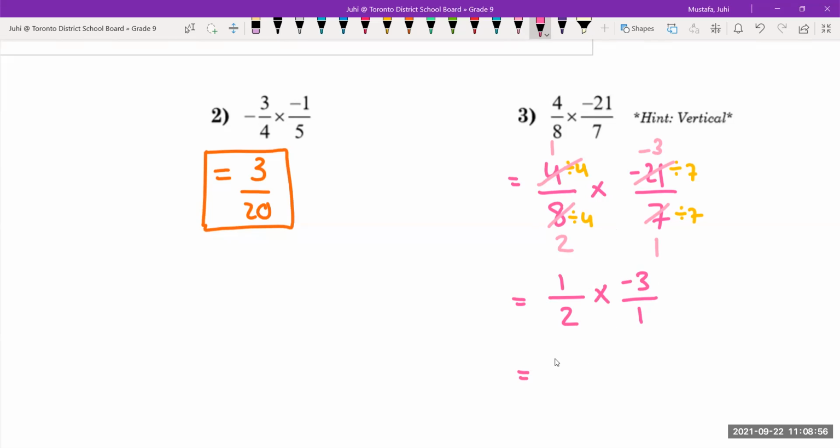So what's 1 times negative 3? Good. And what is 2 times 1? 2. And that is our final answer. And this method that I have just done is called cross-reducing.